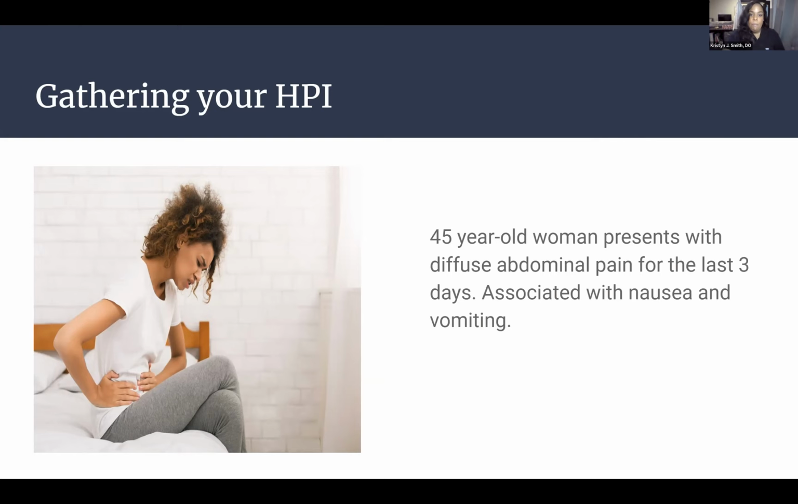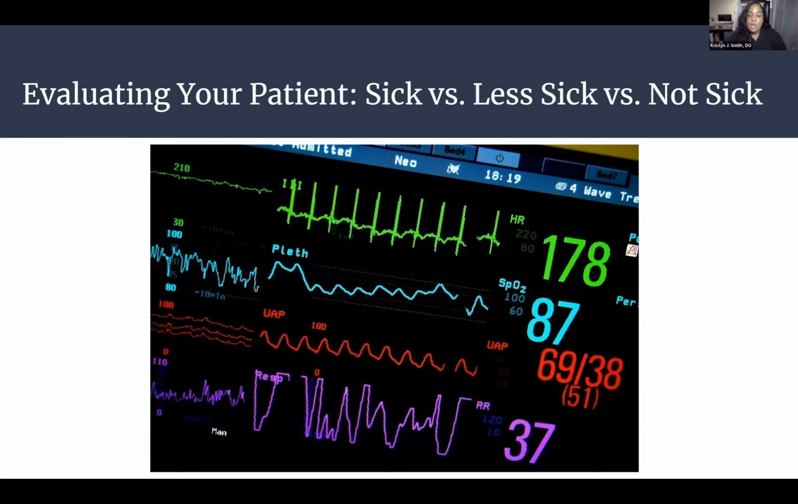In the ER, you should always be thinking whether your patient is sick or not sick. This is really meaning how acute is their presentation. More acute means unstable vitals, pain out of proportion to exam. Less acute is stable vitals. A patient may be comfortable and you may be able to complete a full history, get a thorough exam. Whereas with patients who have unstable vitals, you want to make sure that you are stabilizing your patient first.